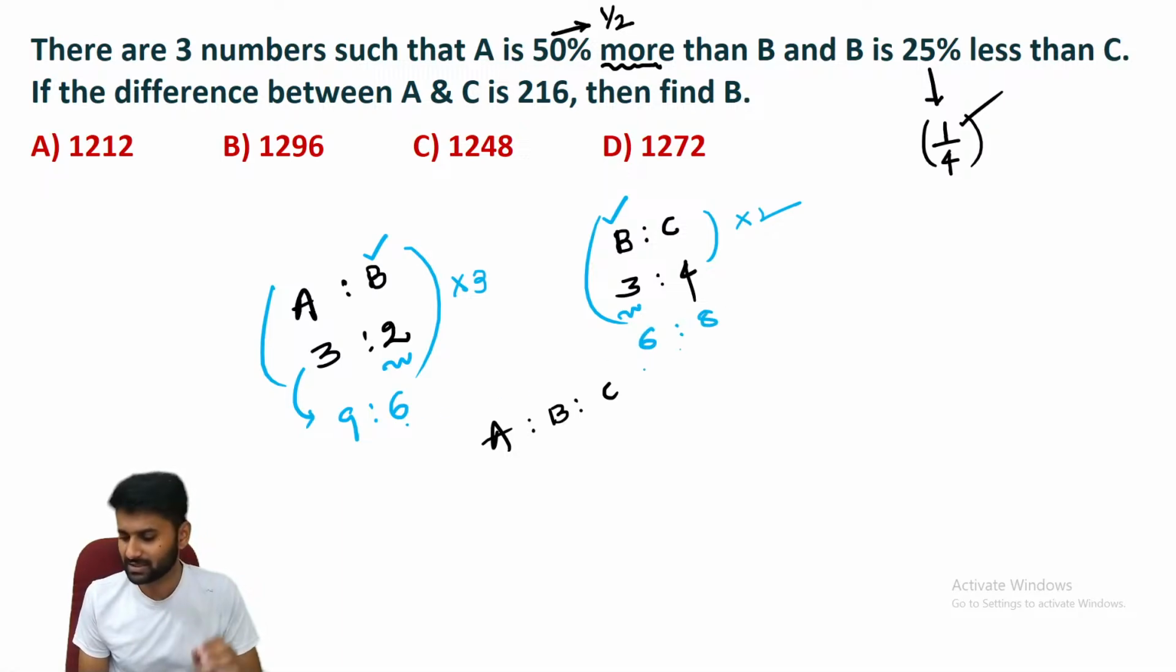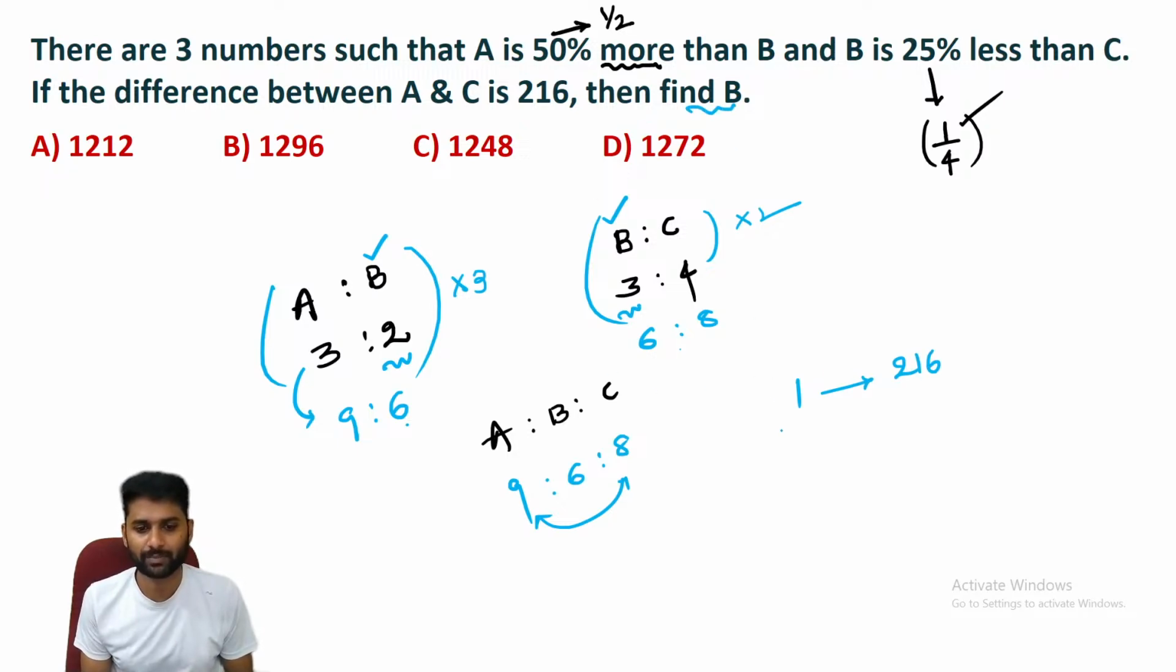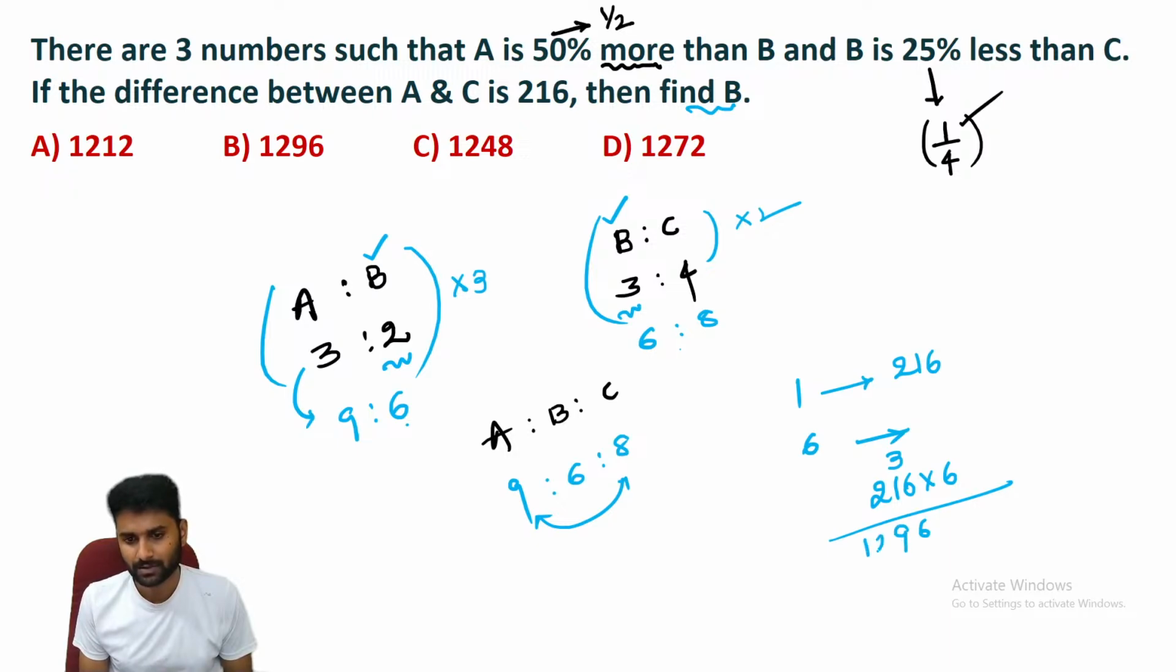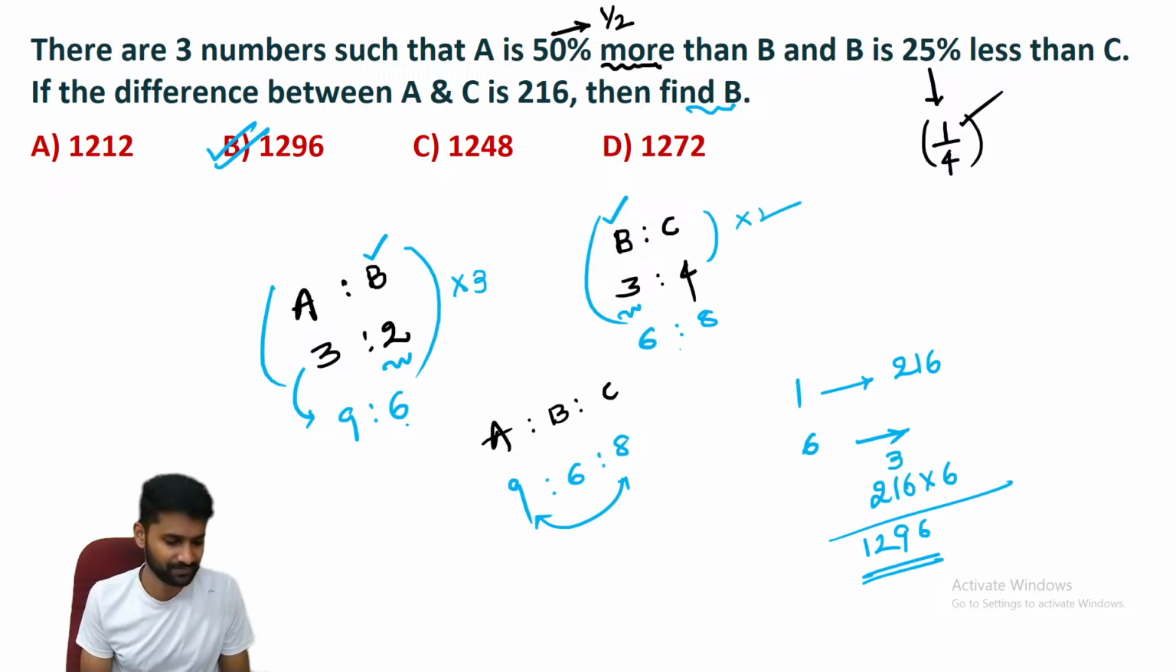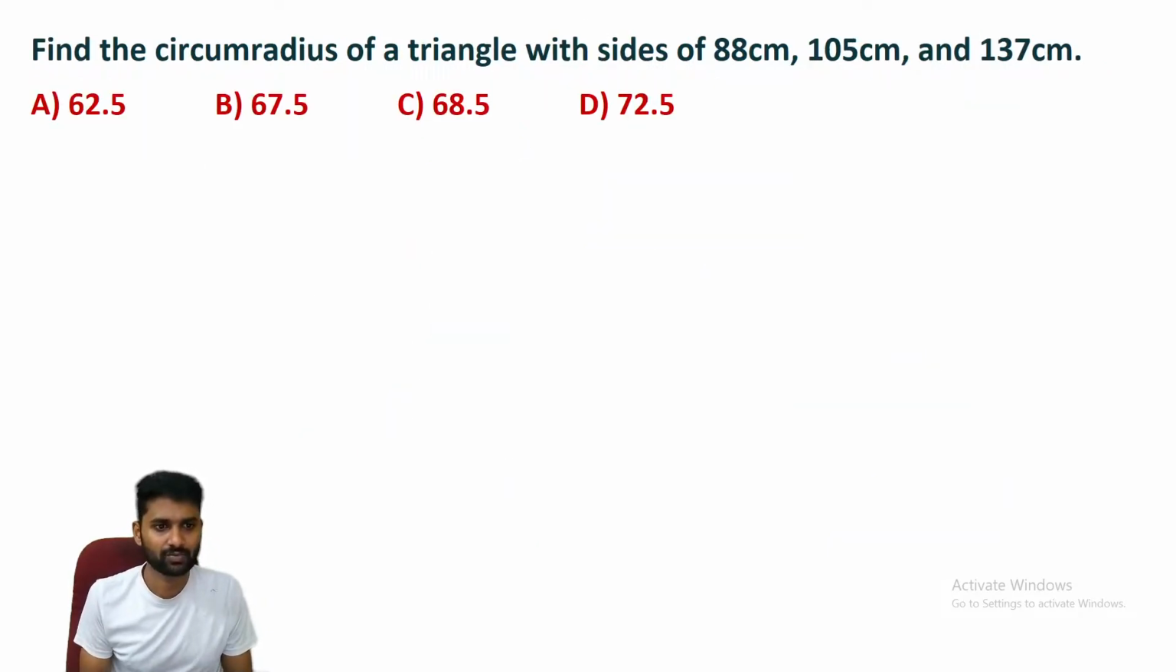Now, if you understand that B is the same, the ABC ratio is 9, 6, 8. Now here the question is the difference between A and C. What is the difference between A and C? 1 unit. If 1 unit is equal to 216, we have to identify the B value. B value is 6. 216 is multiplied by 6 times, so the resultant is 1296. The difference between A and C is 1 unit. Now the value of B is equal to 6 units. 1 unit is equal to 216, and 6 units is equal to how much? 1296. You understand this approach? Let's move on to the next one.